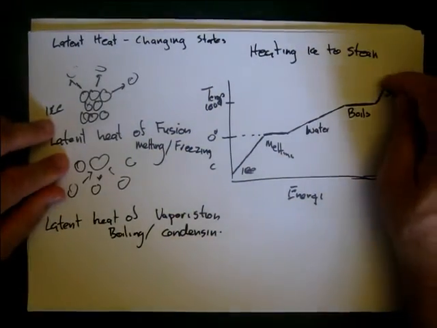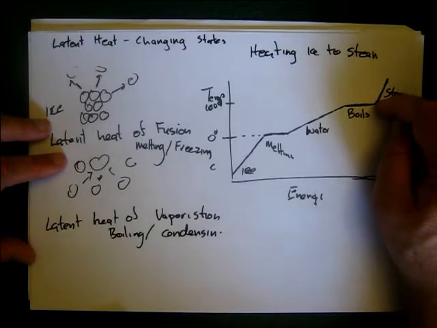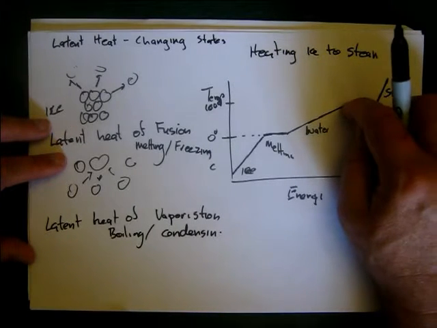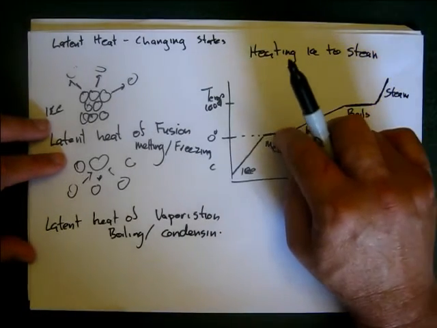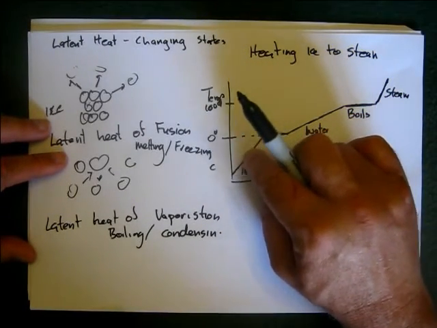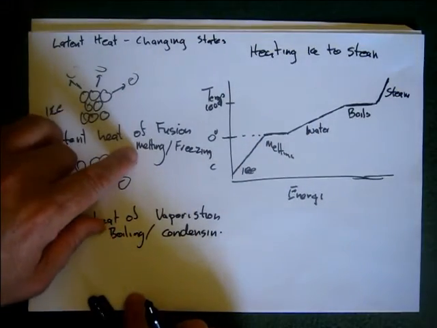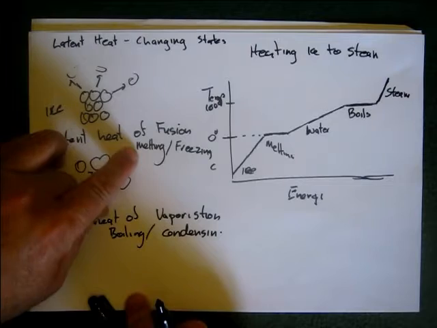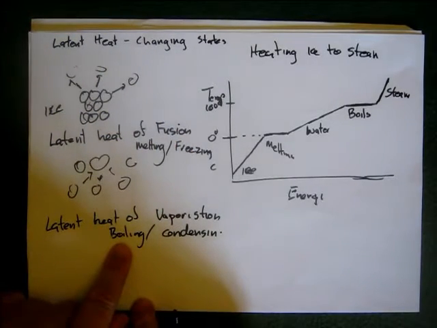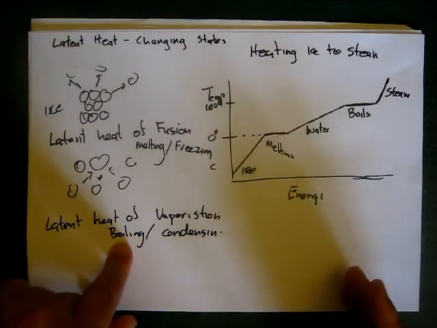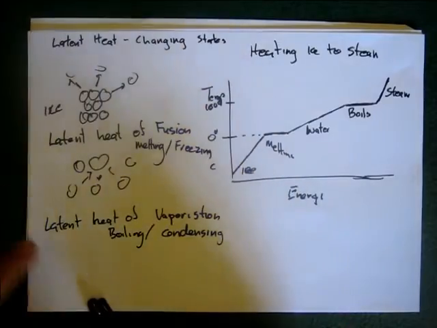If we're going the other way, we start with steam, we lose energy, then it condenses and turns into a liquid. Then the liquid cools and cools, then it freezes and then it chills down as ice. So depending which way, if we're heating up, we're melting it. If we're cooling it down, we're freezing it. Same here: we're heating it up, we boil the liquid into a vapor. If we have vapor and turn it into a liquid, we're condensing it.